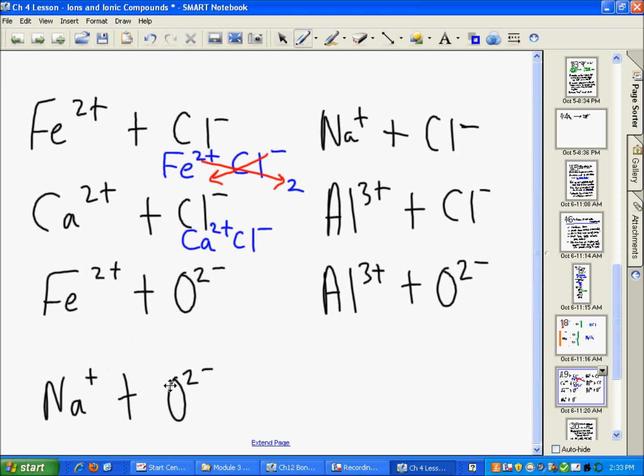You can't change the charge on the Cl, but you put a 2 down here. So you cross the 2 down. So it would be CaCl2.